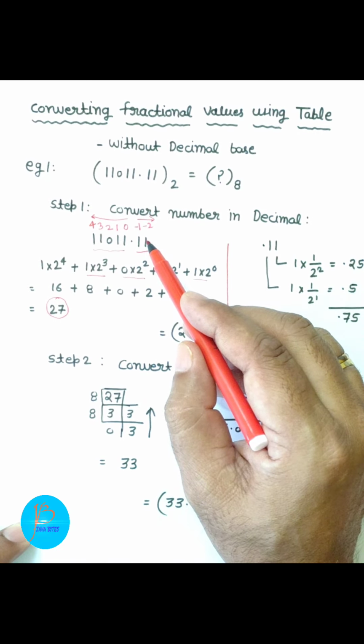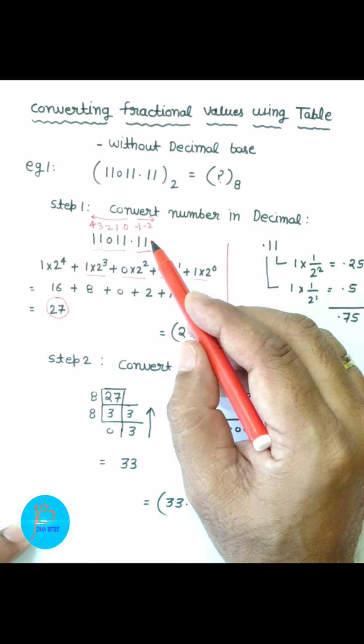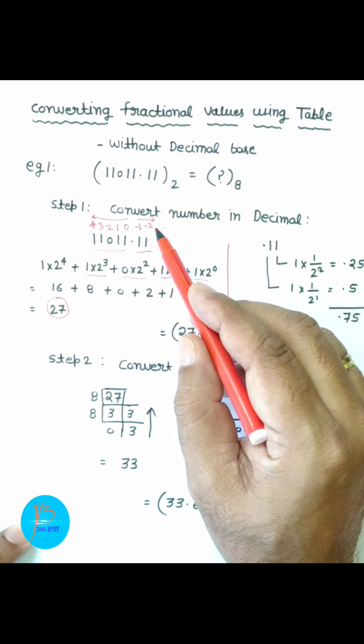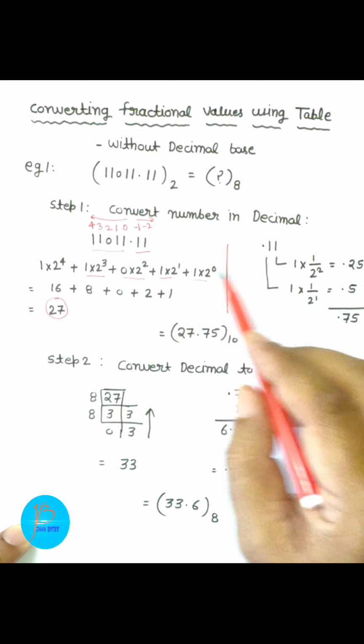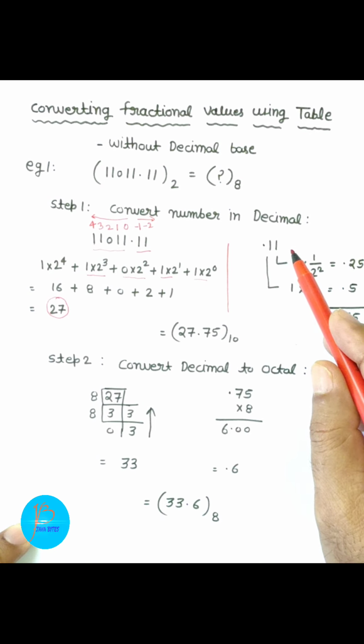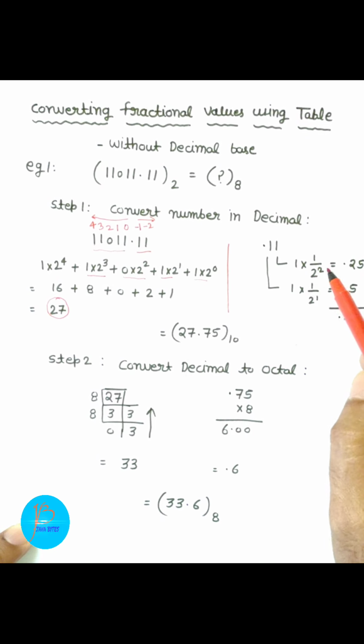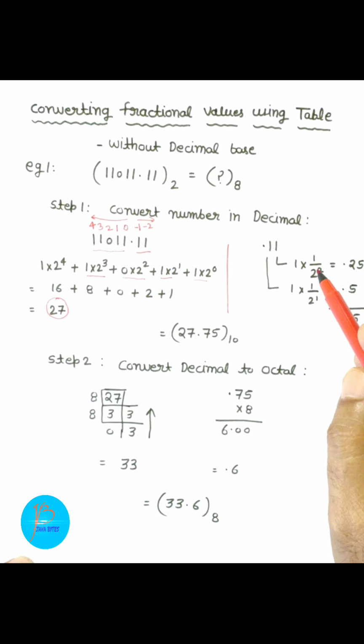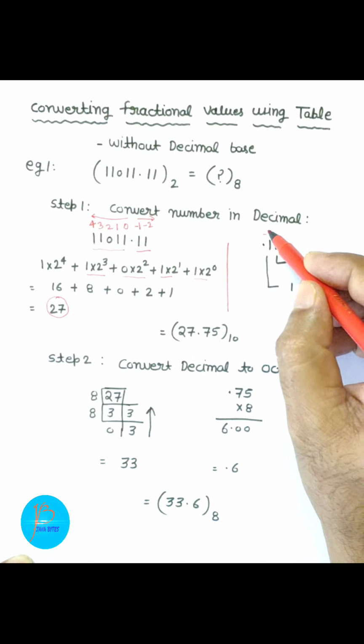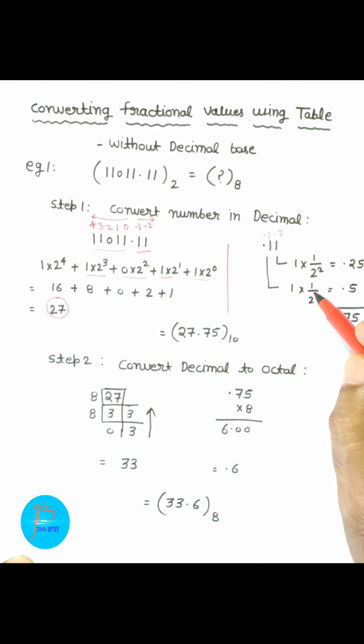In the same way you also have to convert the fractional part into its decimal equivalent, and for that the powers are -1 and -2. Two binary digits are there. The rightmost is 1 into 1 by 2 raised to the power 2, which I have already taught you in previous classes, so your answer will be 0.25. The second one has power -1, so 1 into 1 upon 2 raised to the power 1, meaning 1 by 2, which is 0.5. When you add these, your answer will be 0.75.